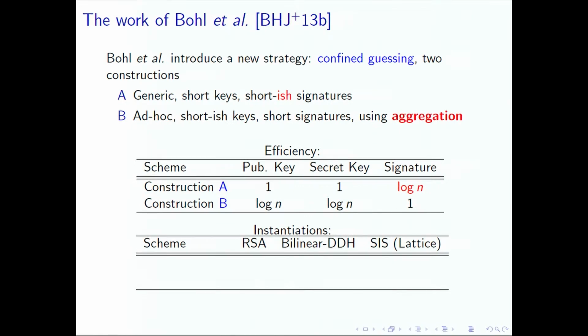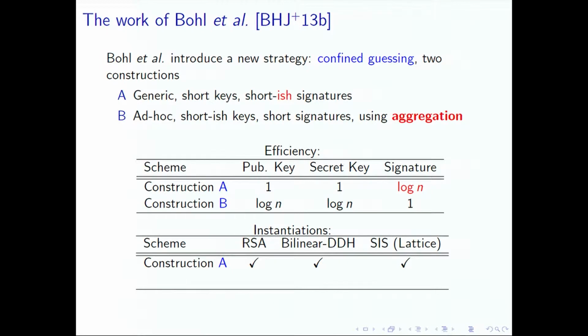But the fact is, Bellare et al. actually give two kinds of construction. A first construction, which is generic and gives short keys, but shortish signatures. By shortish, I mean this log n factor here. This construction is generic, so they can instantiate it with three kinds of assumption: RSA, bilinear DDH, and also SIS, so based on lattices.